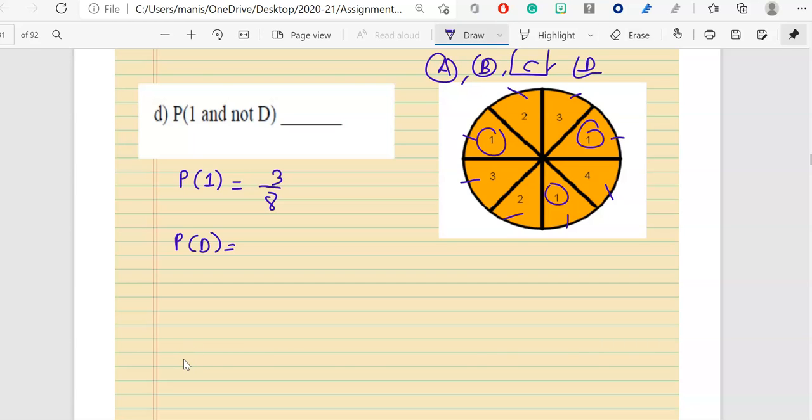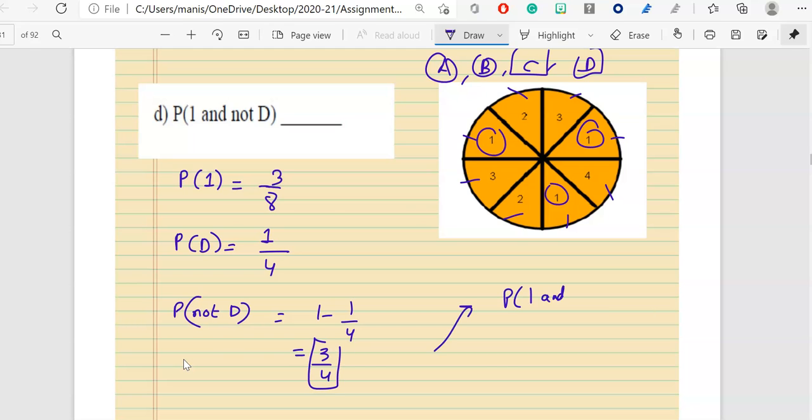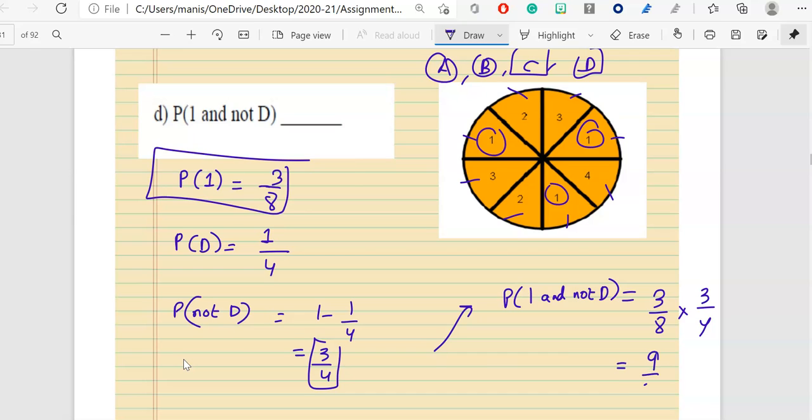So 4 is N. How many D's? 1. So this is 1 over 4. Now P of not D will be what? As we did earlier, 1 minus 1 over 4. So this will give me 3 over 4. So my final answer, the probability of getting 1 and not D, is equal to 3 over 8 times 3 over 4, because the probability of getting a 1 was 3 over 8 and not D was 3 over 4. So you multiply this: 9 over 32. This is the answer for this problem.